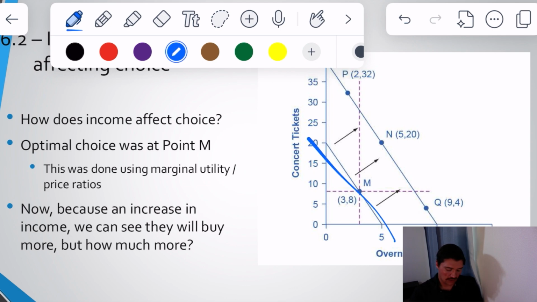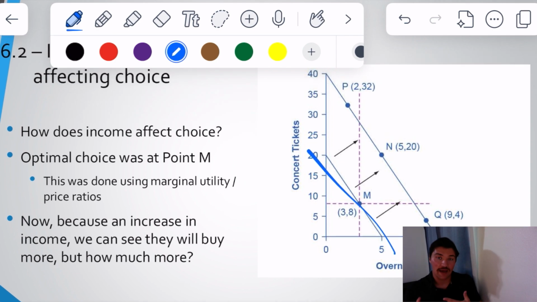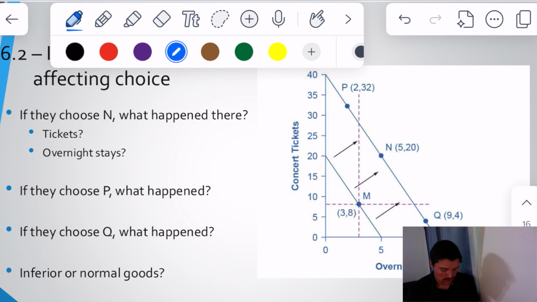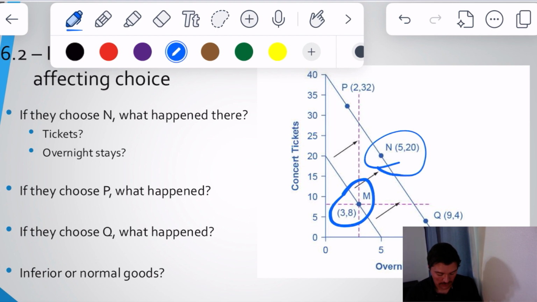Now, if we had an increase in income, we now have a new budget constraint because now we can afford more of both goods. Now we have to do our margin analysis again. What's interesting here is it's possible we can pick P, N, and Q, just as an example. If we were to pick point N, what happened there? Well, we were at three overnight stays and 8 tickets. But if we pick point N, we are now at 5 overnight stays and 20 tickets.